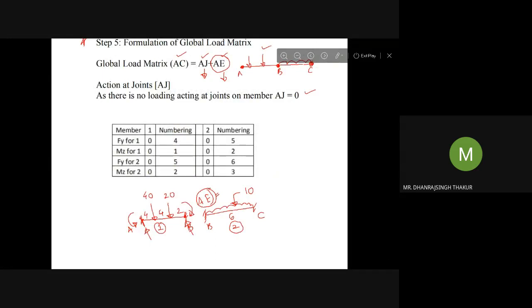Support reaction RB. So this will be your fixed end moment AB, anti-clockwise, and this will be the fixed end moment BA, clockwise. This will be your reaction RA, and this will be RB.